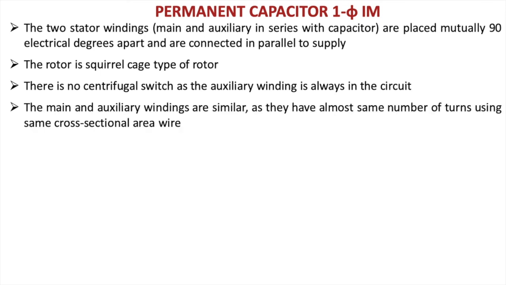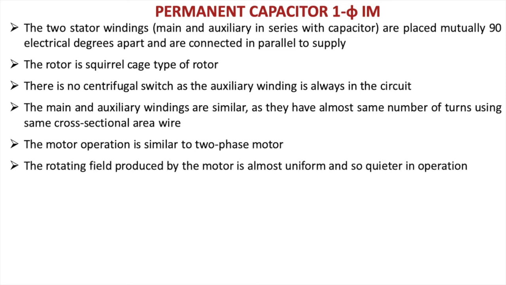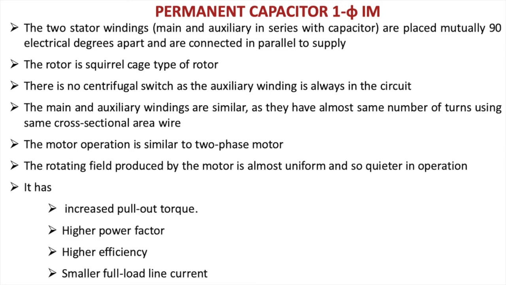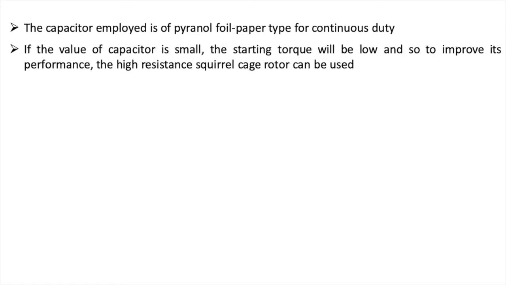The main and auxiliary windings are similar, as they have almost the same number of turns using the same cross-sectional area of the wire. The motor operation is similar to the two-phase motor. The rotating field produced by the motor is almost uniform and so it is quieter in operation. It has increased pull-out torque, higher power factor, higher efficiency and smaller full load line current. The capacitor employed is of Paranol foil paper type of continuous duty. If the value of the capacitor is small, the starting torque will be low, and so to improve its performance, the high resistance squirrel cage rotor can be used.